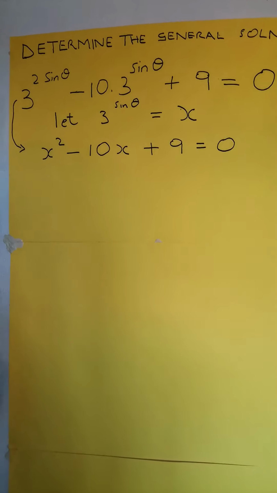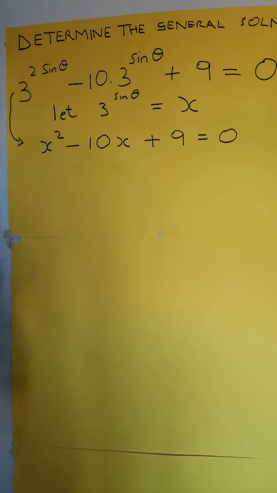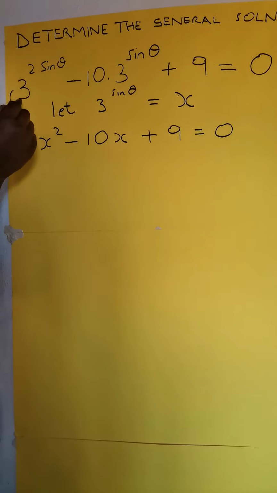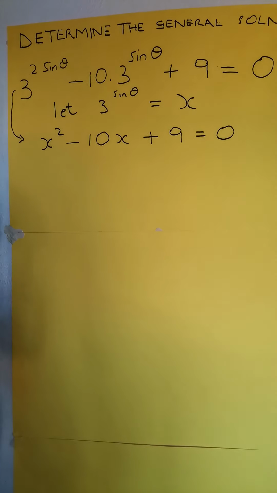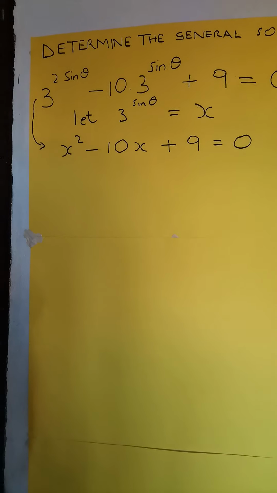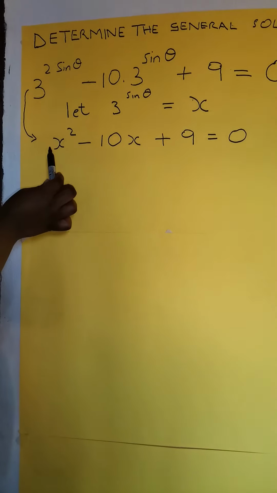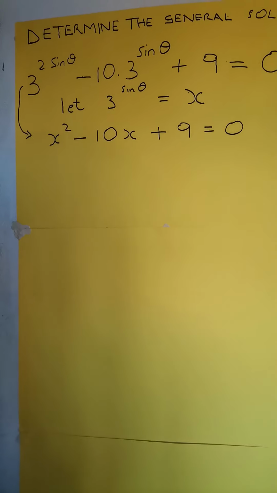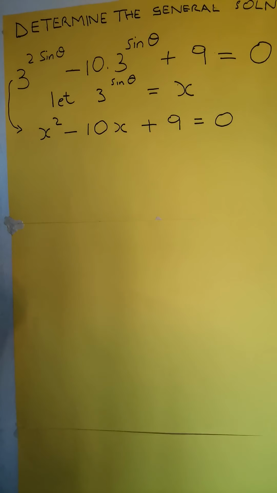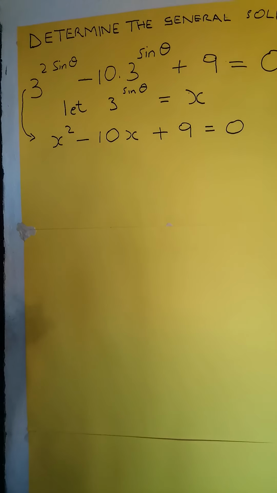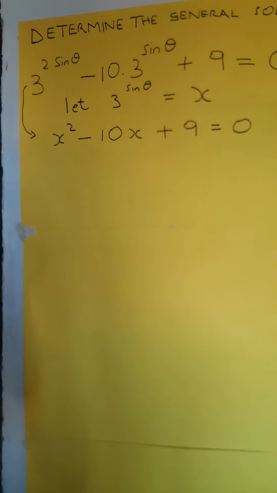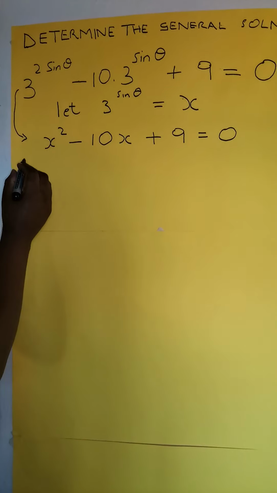So this is where the gist of this problem lies. It's in seeing that this is actually a quadratic equation. All you have to change is this 3 to the power sine theta and make it look like something you are used to, right? So now we have x squared minus 10x plus 9 equals 0. So this is something that we can easily factorize because we have dealt with these types of equations since grade 10, I think.